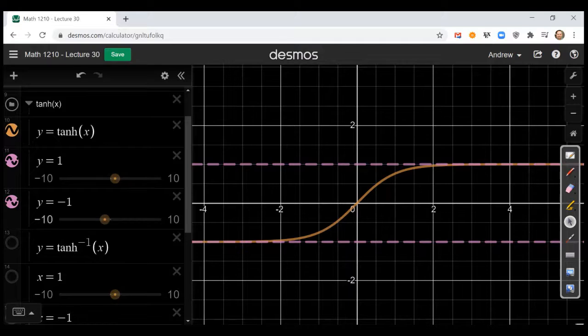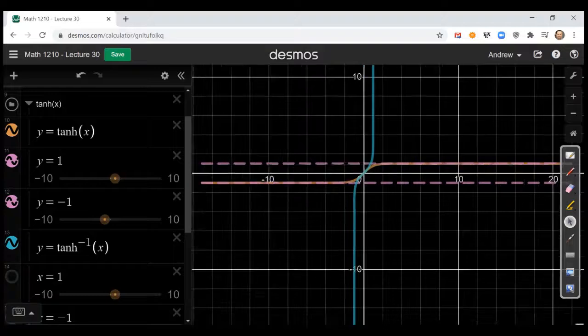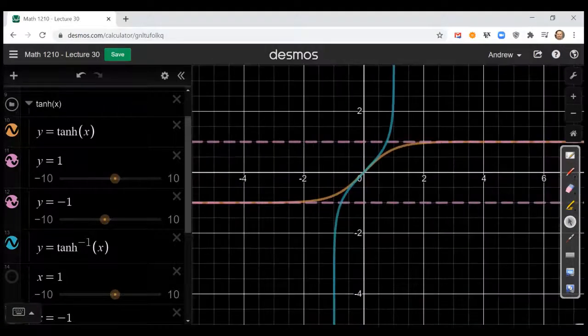This is a one-to-one function, so we can invert it. And when we do so, we get this graph here in bluish green, which is the hyperbolic arc tangent, which, again, looks like the reflection across the diagonal line y equals x. This function looks kind of like an odd monomial, but when you zoom out, you see that there are some asymptotes going on here. These are, in fact, vertical asymptotes.